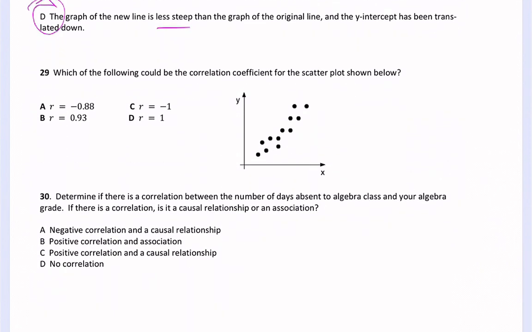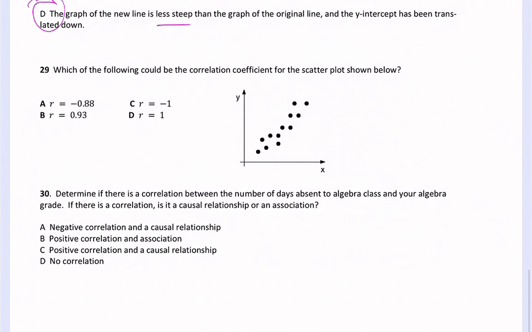Okay, 29. Which of the following could be the correlation coefficient for the scatter plot shown below? Well, first of all, if I look at those points, I can see a trend of the points going up. So because the trend is going up, I know I can eliminate A and C. So now I'm left between B and D.